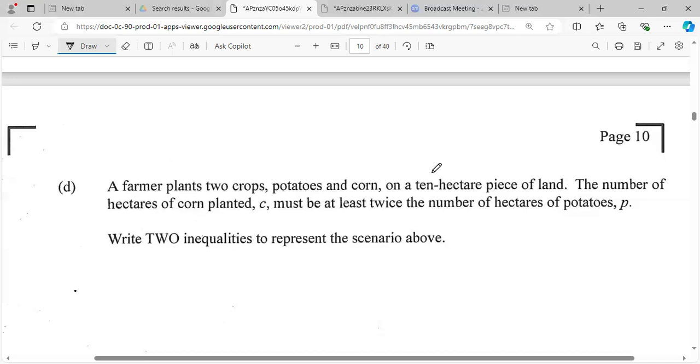So they give you the limitations. It's 10, and I'm planting C, which is corn, and P. So the first one would be C, you're planting corn, plus P, you're planting potatoes. And this is where students always get off track. It can be less than or equal to 10. It cannot be greater than 10 because you have 10 hectares of land. So this would be the first one, right?